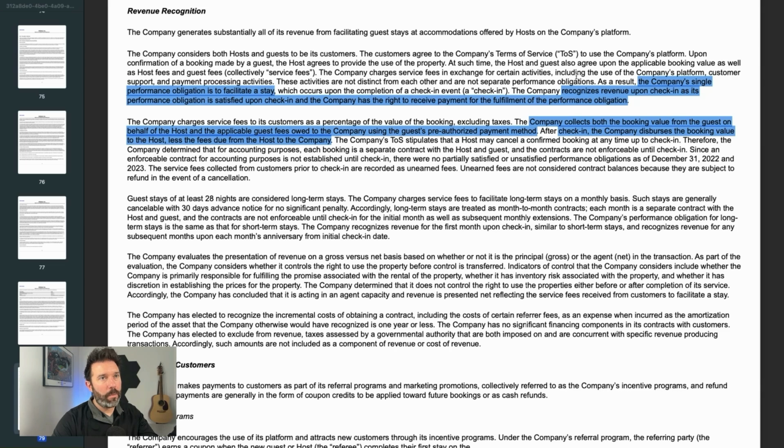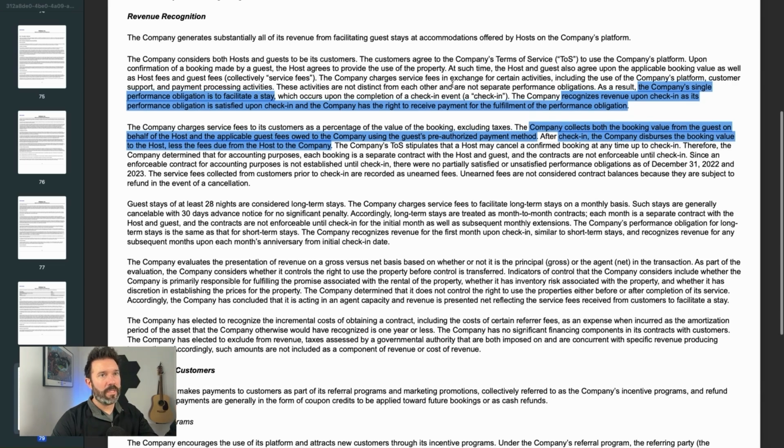business. So I highlighted a couple of things here, and they give a lot of detail behind this, but Airbnb considers itself a platform, which they highlighted in the business model, but the company's single performance obligation is to facilitate a stay. So it is not their performance obligation to say that this stay is going to be great or that the place is going to be clean. That's where that trust comes in between hosts and guests. Airbnb sees its role as facilitating the stay.